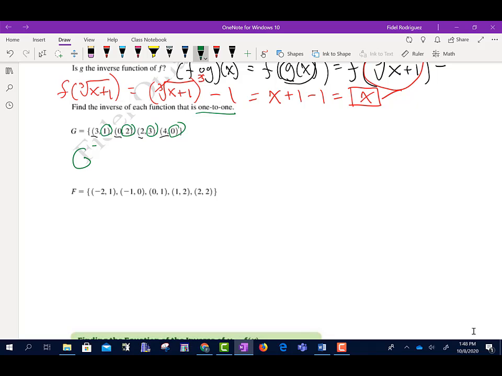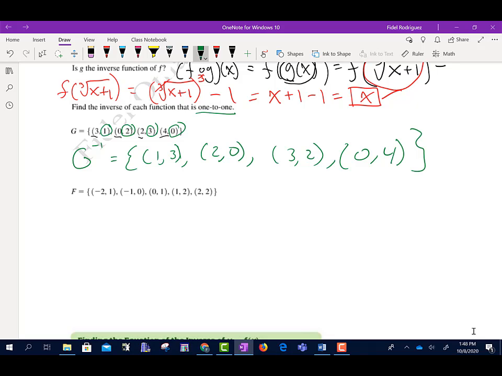Okay, so the way we're going to find the inverse just means that we're going to switch them. Instead of 3, 1, now we're going to have 1, 3. Okay, instead of 0, 2, now we're going to have 2, 0. Instead of 2, 3, now we're going to have 3, 2. Instead of 4, 0, now we're going to have 0, 4. And that would be my inverse function.